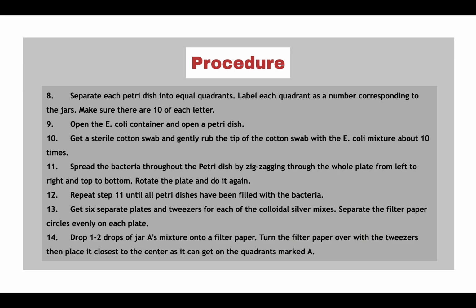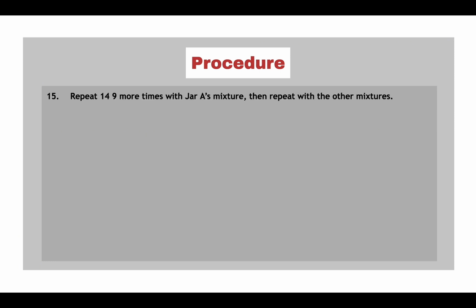14. Drop 1 to 2 drops of jar A's mixture onto a filter paper. Turn the filter paper over with the tweezers, then place it as close to the center as it can get on the quadrants marked A. 15. Repeat step 14 9 more times with jar A's mixture, then repeat with the other mixtures.